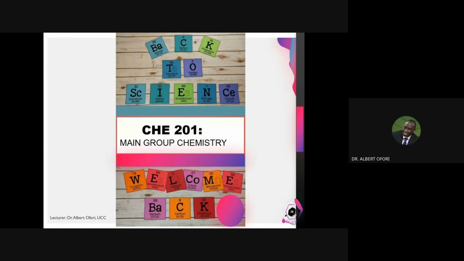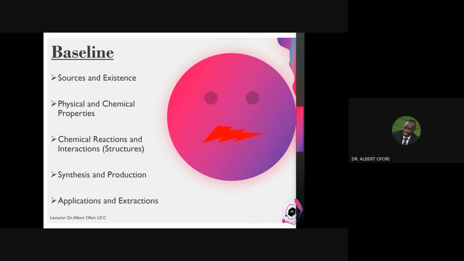If we want to look at the main group elements, then I'm going to take the periodic table and group it into three parts: metals, metalloids, and then non-metals. Now this will be the baseline.